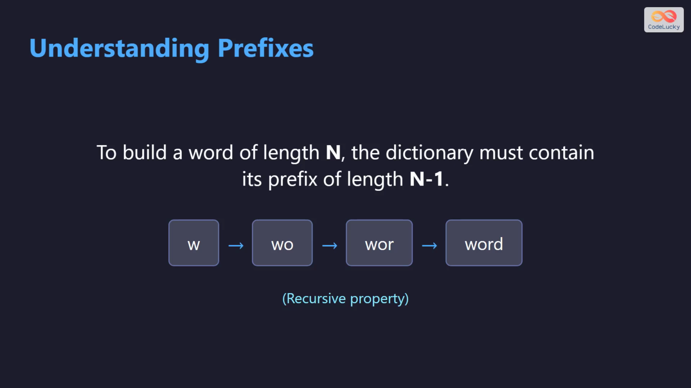The core logic relies on prefixes. To form a valid word of length n, we must verify that its prefix of length n-1 already exists in our valid set. This creates a recursive dependency chain. World depends on were, which depends on wo, which depends on w. If the chain is broken at any point, the final word is invalid.